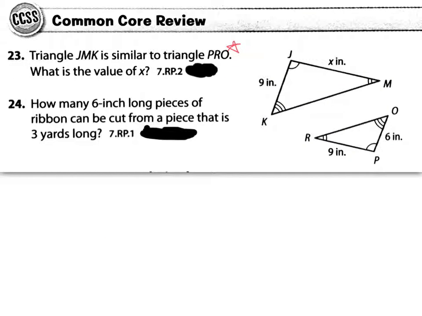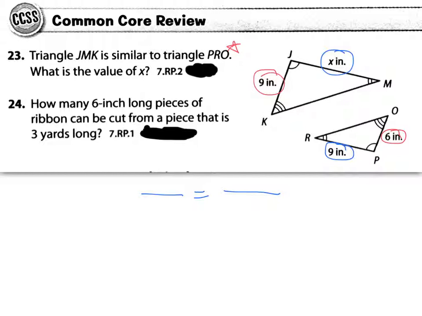All right, 23. Triangle JMK. So looking at that, JMK is similar to triangle PRO. Okay. What is the value of x? Okay, so here's x. All right, so the one thing I do notice is that they flipped them. So let's see here. All right. So I know that this goes with this, and then I know that 6 goes with 9. So let's go ahead and compare those.